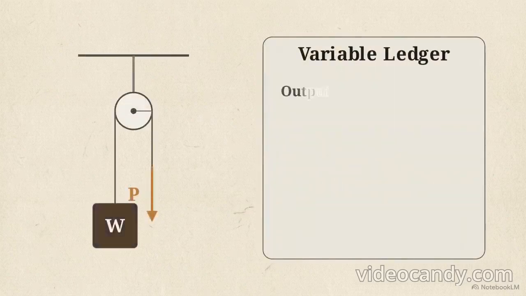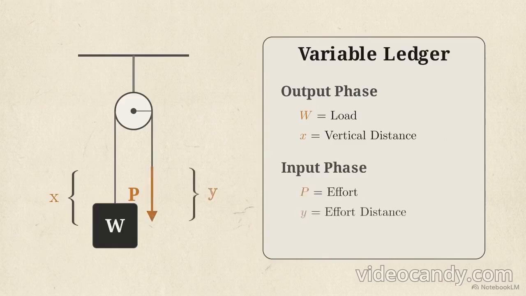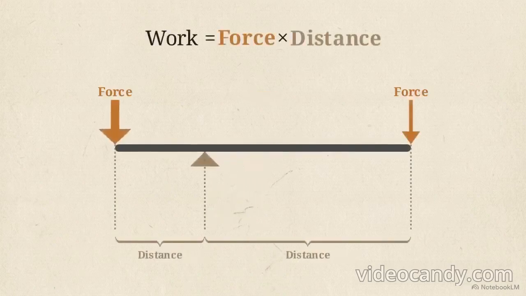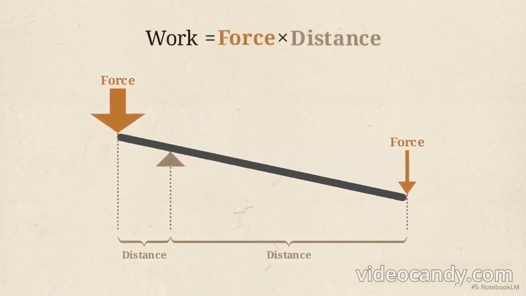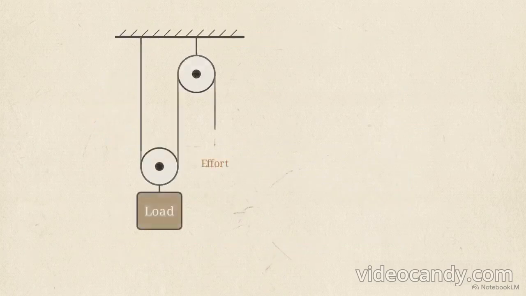This diagram outlines a lifting mechanism with two distinct sides. Output work is the physical result, measured by the weight lifted, W, and vertical distance traveled, X. Input work is the exerted energy, relying on the effort applied, P, and distance moved, Y. In a theoretical system, the two sides balance. The product of input effort and distance equals the product of output load and distance. Since work is force multiplied by distance, altering distances allows us to manipulate the required forces.